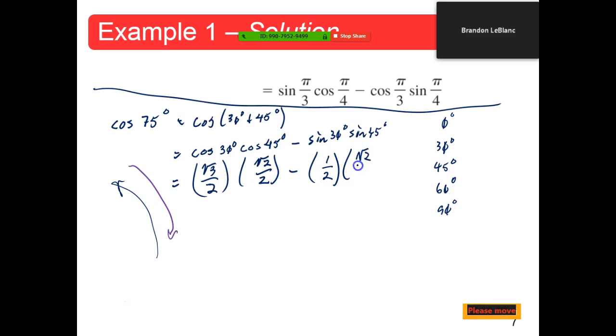Square root of 2 over 2. Perfect. And then when you multiply these out, again, you get square root of 6 over 4 minus square root of 2 over 4, which is exactly the same answer we had before. Root 6 minus root 2 over 4. How can that be? Well, here's how it can be.